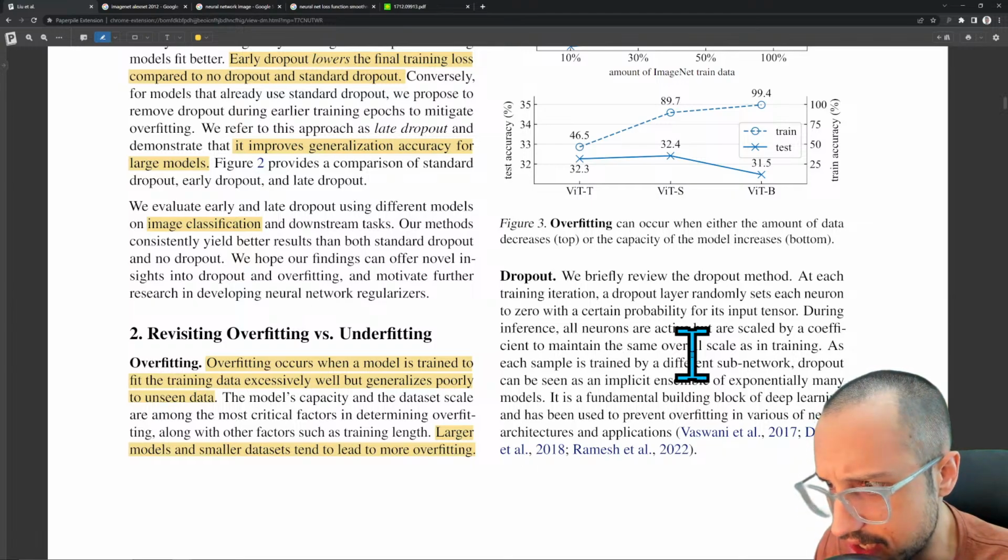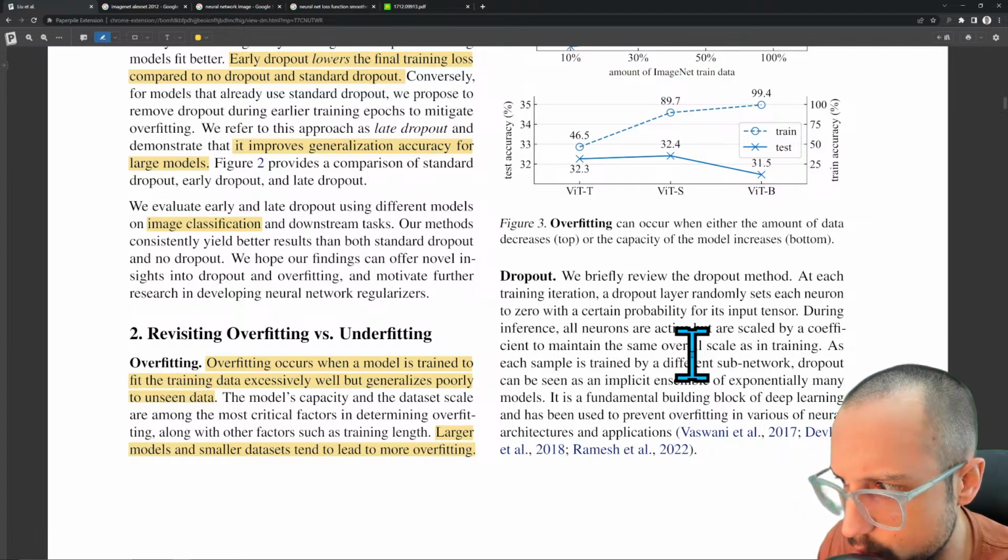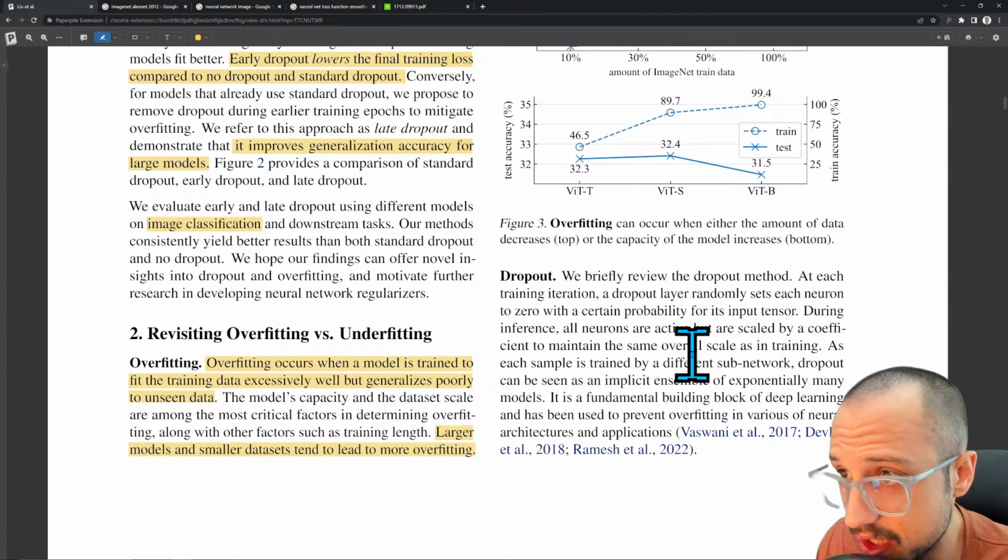So worst case scenario, you have a very, very large model and a very, very small data set, at which point the model has more than enough capacity to basically memorize every single instance in the training data set. And it used to be the case that when you had these smaller data sets, people would purposefully make the model smaller because the smaller models wouldn't overfit as much.